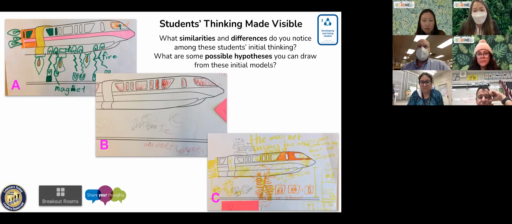We noticed that all the students had mentioned something about magnets. And one student is really into captioning and really putting their thoughts out on paper, whereas the others are more just beginning that process.